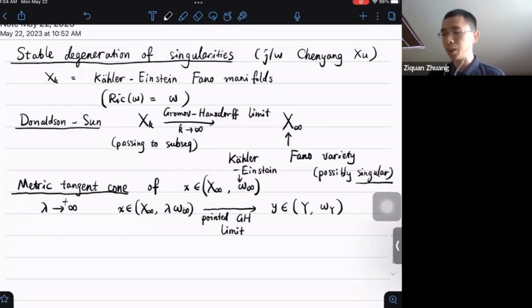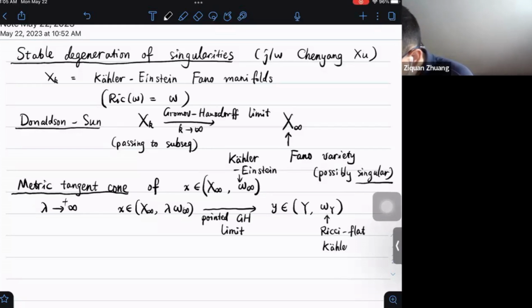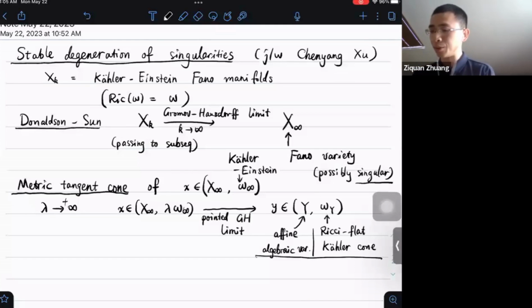And again, it comes with this metric which is going to be flat this time because the curvature will decrease to 0. Okay, so in the end, what Donaldson showed in this context is that after going to the limit, this metric part is going to be a Ricci flat Kähler cone. And what might seem a little bit surprising is that this Y has some algebraic structure. So this is an affine algebraic variety. Okay, I'm trying to squeeze a lot of things in this small space. Maybe that's bad. But anyway, this is what they discovered.